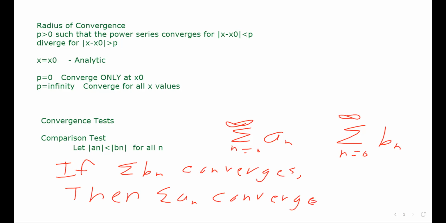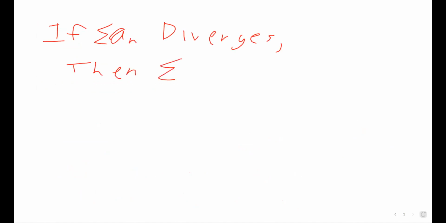Because if the big thing is going to sum up to a finite number, then if you're adding up smaller stuff, it's also going to add to a finite number. But now, if our summation for a sub n diverges, then the summation for b sub n will also diverge. So it's a bit of a follow the leader.